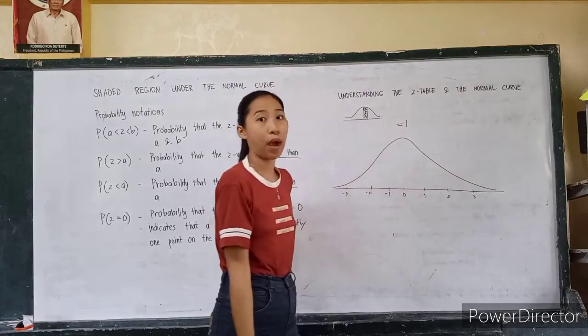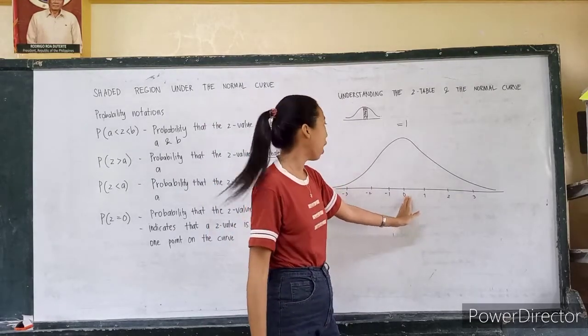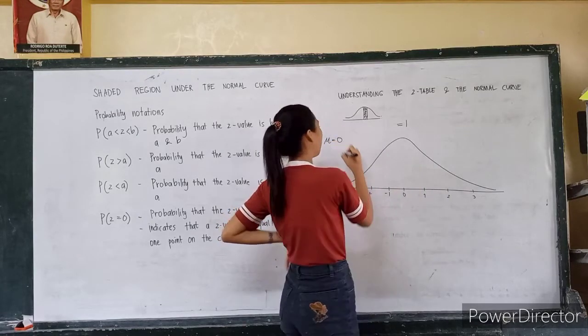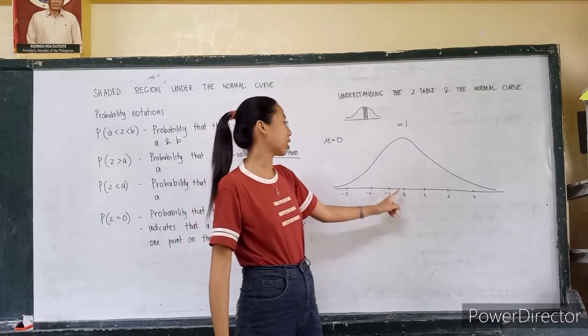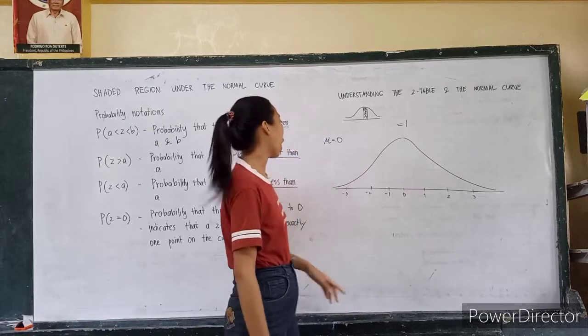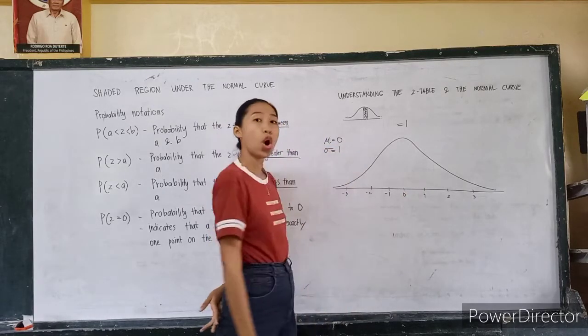And then remember, in the standard normal curve, your mean is equal to 0. And where can you find your mean? It is found at the center of your normal curve. Another characteristic is that your standard deviation is equal to 1.